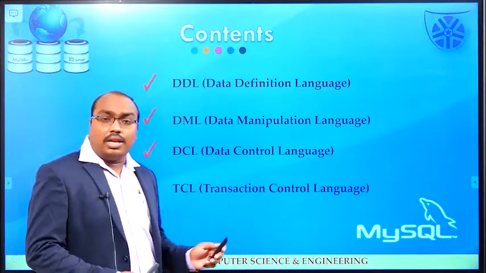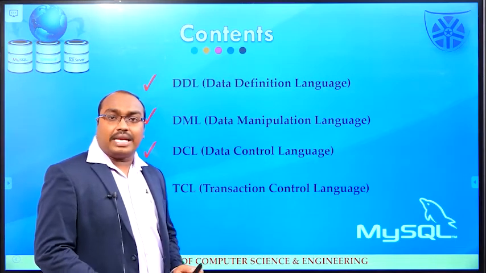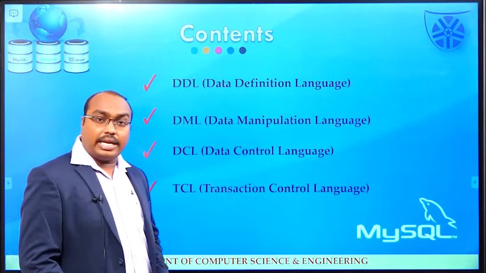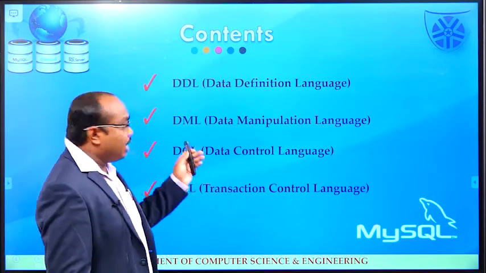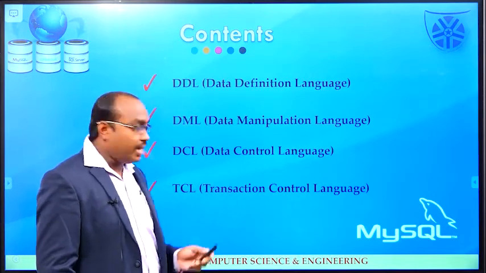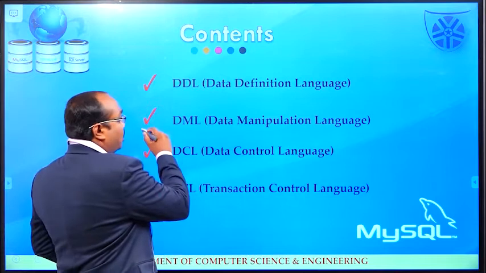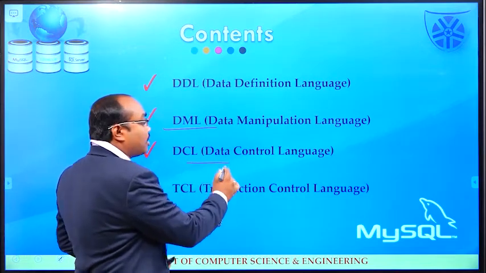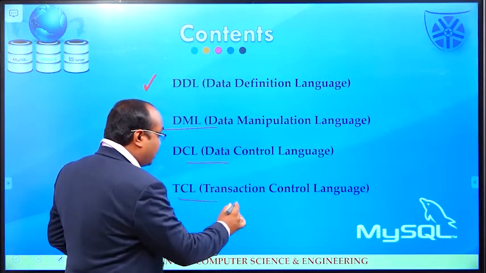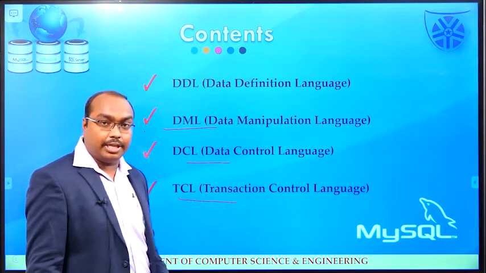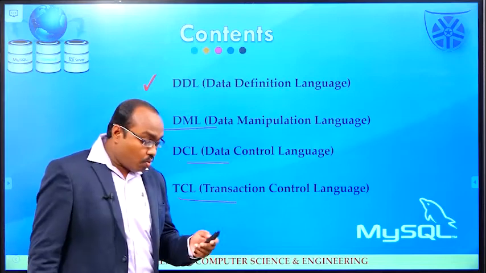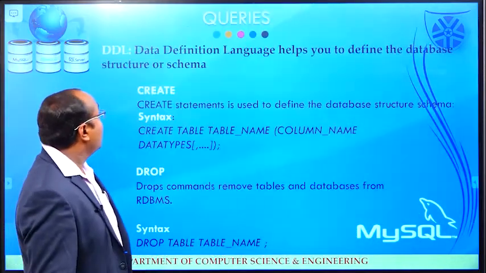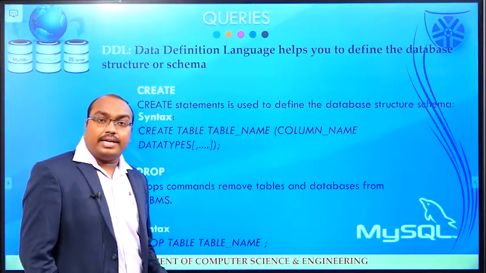The total SQL queries are categorized into different categories. The first one, DDL, Data Definition Language, and the second one, DML, Data Manipulation Language, and the third one, Data Control Language, and the last one, Transaction Control Language, TCL. So let's look at it one by one. First, DDL, Data Definition Language.